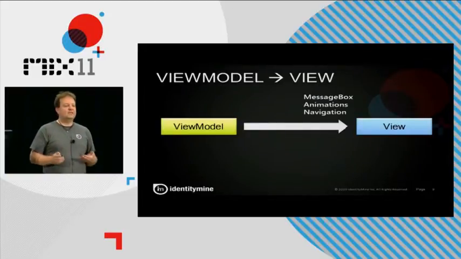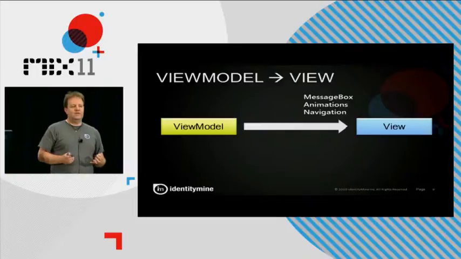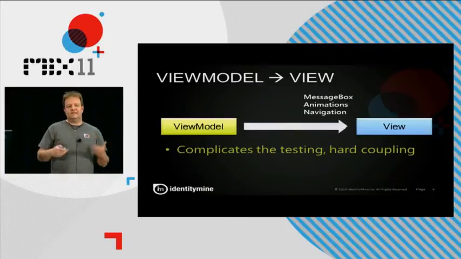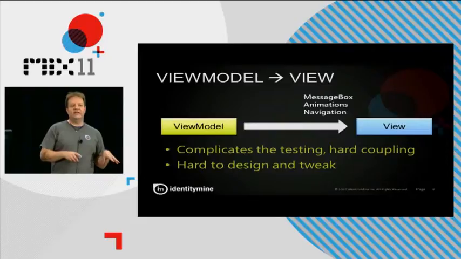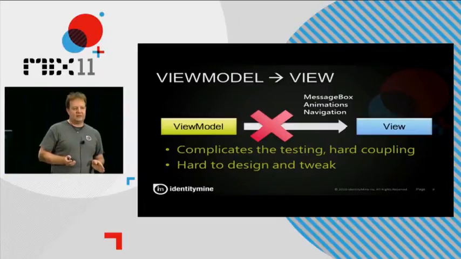Also, for animations and navigation, it's very difficult because you don't have a reference to the view in the view model. And in fact, you don't want to have one. So this is making things hard. And also, it's very hard to design. You need to go and edit the view model code in order to change the appearance of the message box, for example. So basically, you don't want to do that.